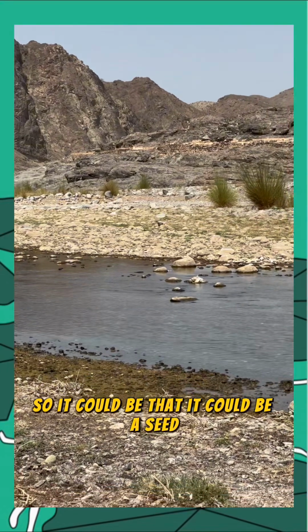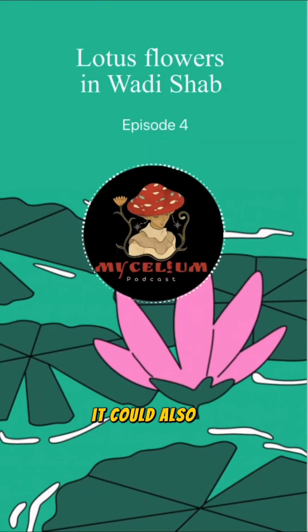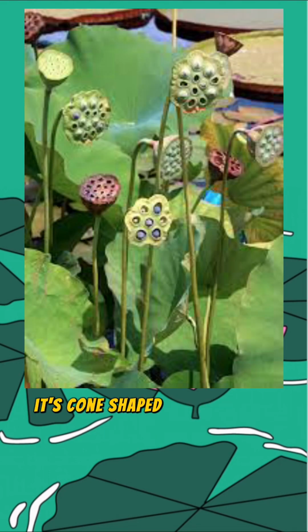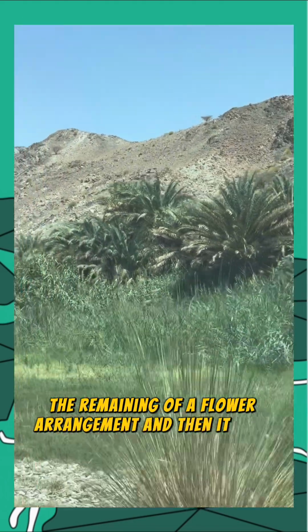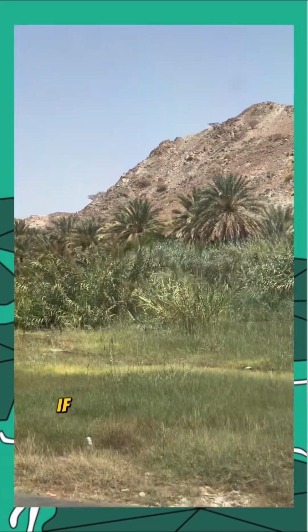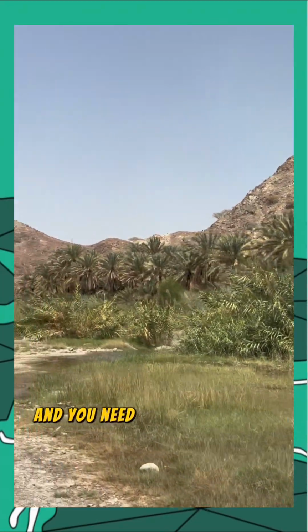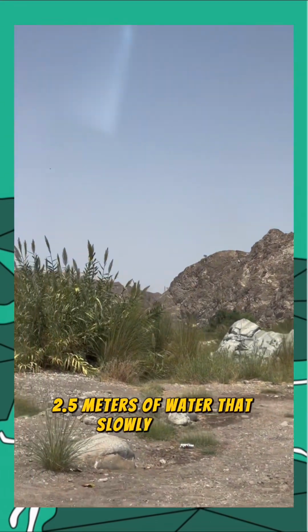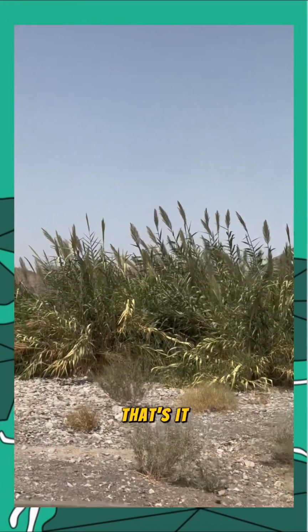It could be a seed, somebody threw it in. It could also be ornamental. The head of lotus, I don't know if you know the head of lotus. It's cone-shaped with holes in it. And so sometimes maybe there's a seed inside, and people discarded the remains of a flower arrangement, and then it grew. So now it's there. But it can also spread if there is shallow water. You need about 2 meters, 2.5 meters of water that's slowly moving like wadis. That's it. It will spread.